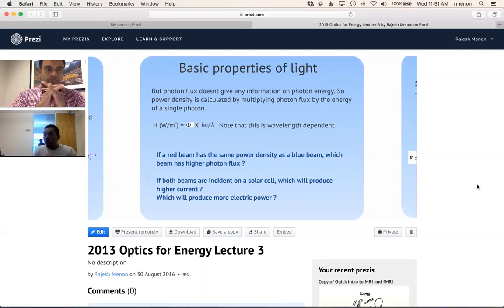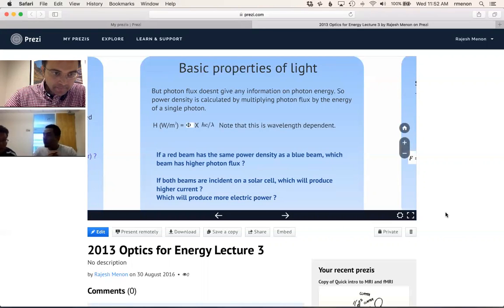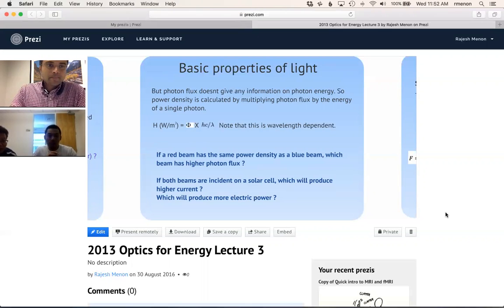P equals IV or I squared multiplied by resistance. If you have a higher current, and you have the same voltage or same resistance, then you will have a higher power. Okay, what do you guys think? Oh, same power principle. Yeah, it's going to be the same.